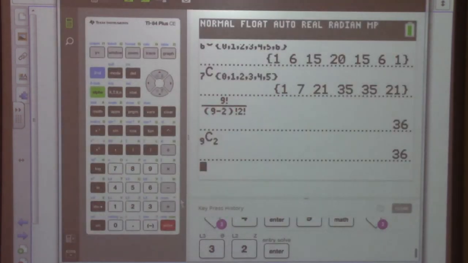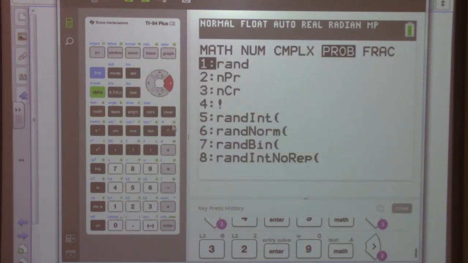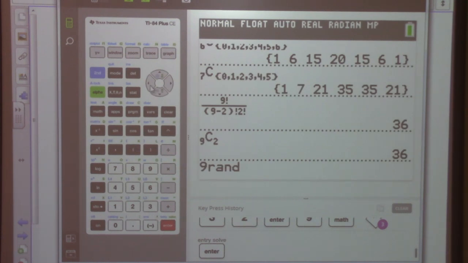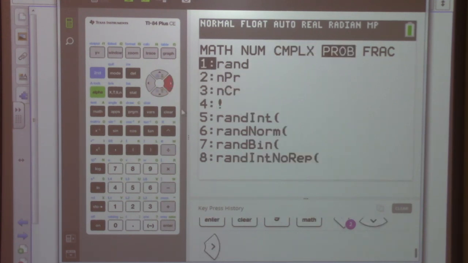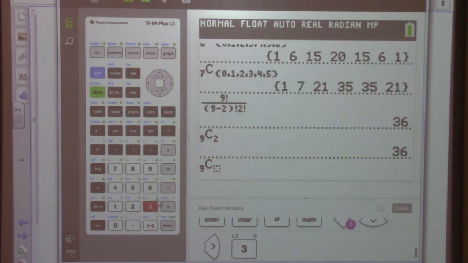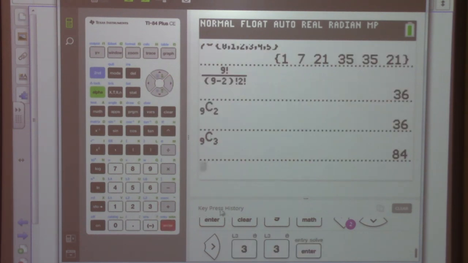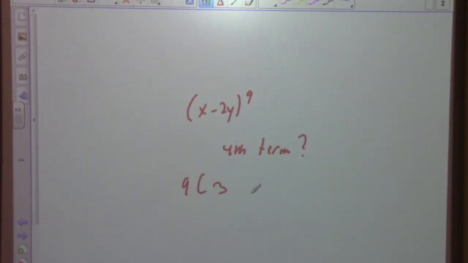So we go to the calculator, and we go to 9, math, oops, that's the wrong one. I did that in 5th period class too. 9, math, and then 3, and choose 3, here we go. So we get 84. So that's for the one on the shirt. So our answer is going to be 84.